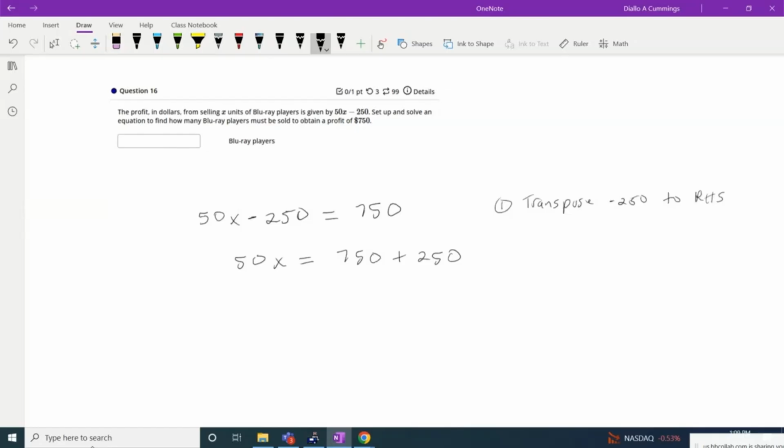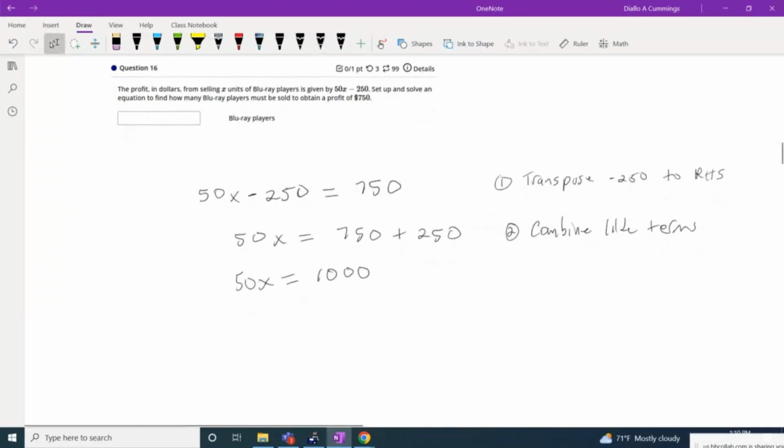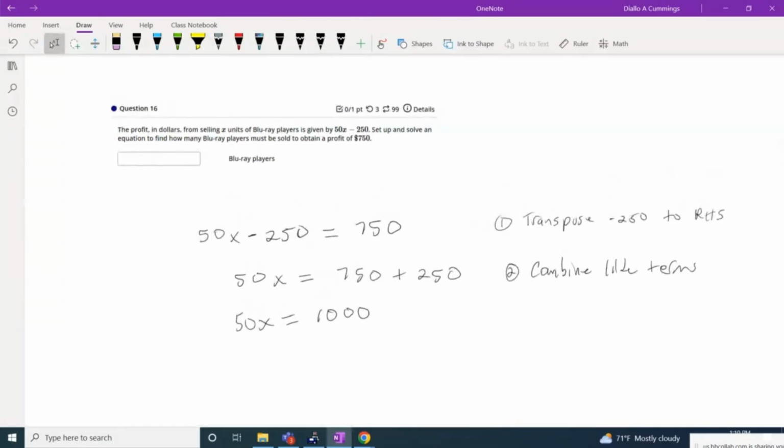I brought down my 50x. I brought down my equal sign. I brought down my 750. So now I'm going to combine like terms. So on my left-hand side, there's only one term, so I'm going to bring that down. On my right-hand side, I can add 750 plus 250, which should give us 1,000. All right, so what I just did here was simplify.